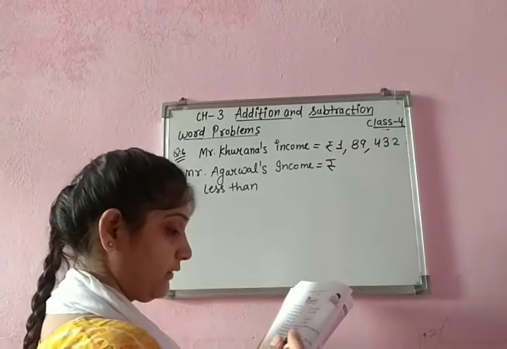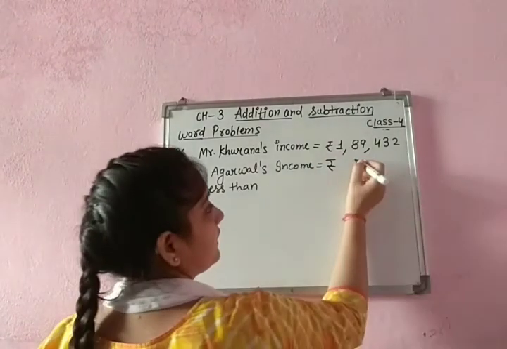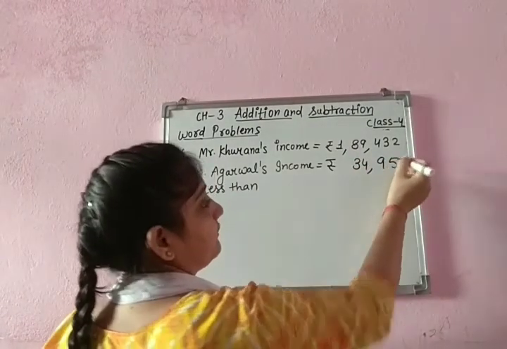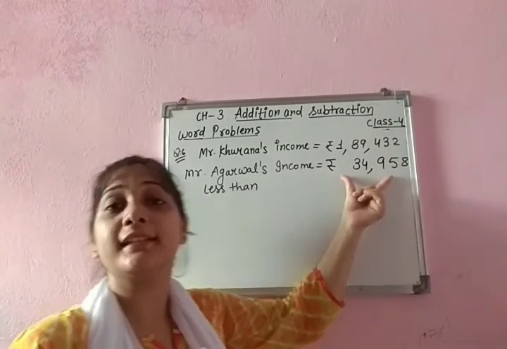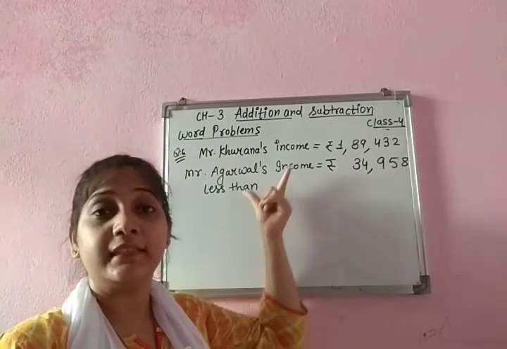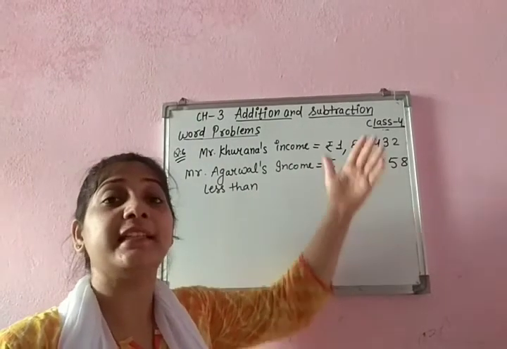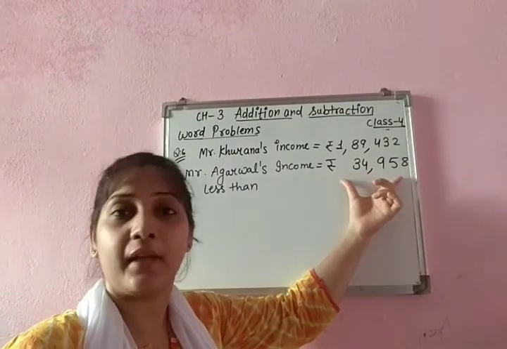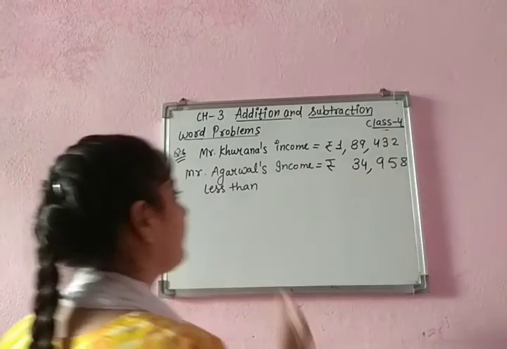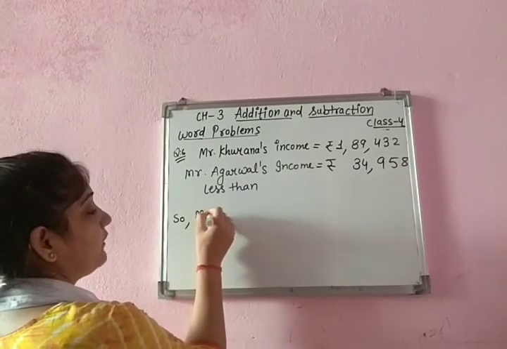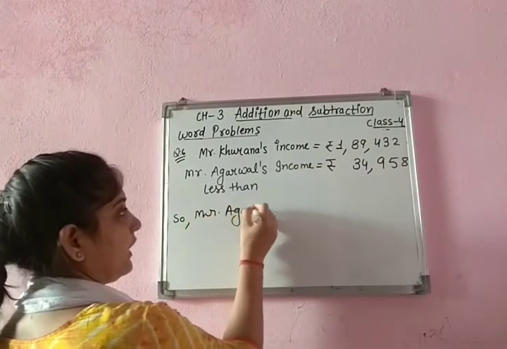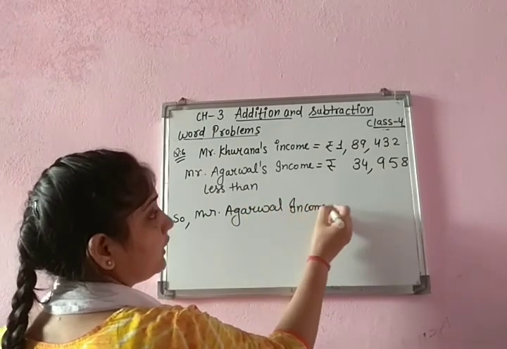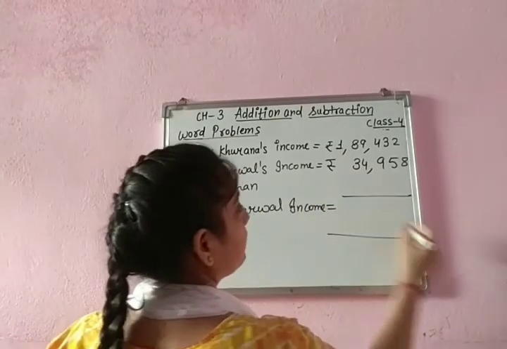So what is Mr. Agarwal's income? Less. How much it is less? 34,958. Children, this is not the income of Mr. Agarwal. This is that income which is less than Mr. Khurana's income. कि मिस्टर खुराना की इनकम से इतनी कम है, इतनी लेस है. सो अब आपको क्या फाइंड करना है? मिस्टर अग्रवाल इनकम. सो नाउ वी नो कि मिस्टर अग्रवाल की इनकम लेस है. सो वी आर फाइंडिंग द लेस, वी आर फाइंडिंग द स्मॉलर, एंड टू फाइंड द स्मॉलर वी हैव टू डू subtraction.